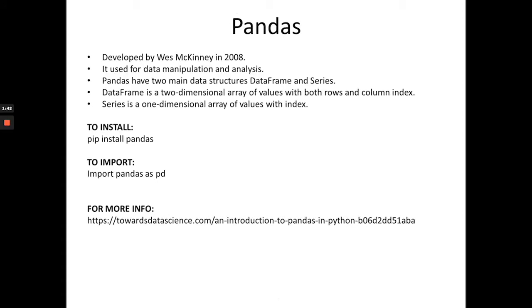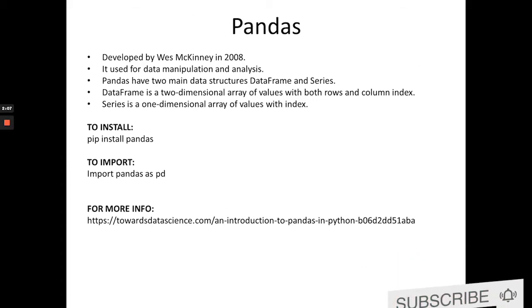Now Pandas. It is one of the most important libraries. It is widely used in data science. It was first developed by Wes McKinney in the year 2008. It is mainly used for data manipulation, like describing the data or filling the missing values or any kind of problem. And it is also used to analyze the data.